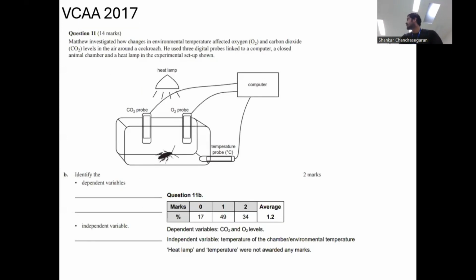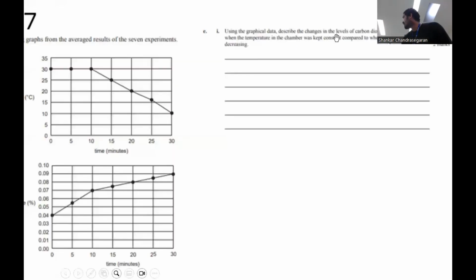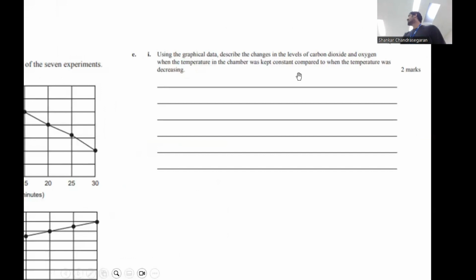All right, this one's a bit more involved. This is a continuation of the previous question, by the way. This one is saying that it's measuring the CO2 levels and the oxygen levels with different temperatures. So these three graphs are showing that, right? These two are showing your carbon dioxide and oxygen. This is showing your temperature. So, using the graphical data, describe the changes in the levels of carbon dioxide and oxygen when the temperature in the chamber was kept constant compared to when the temperature is decreasing.